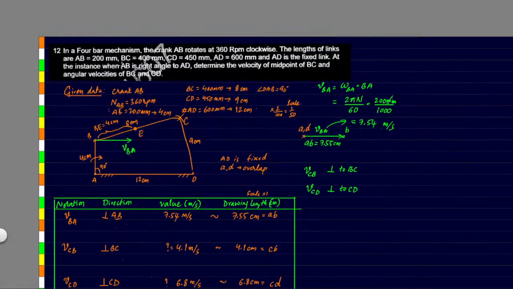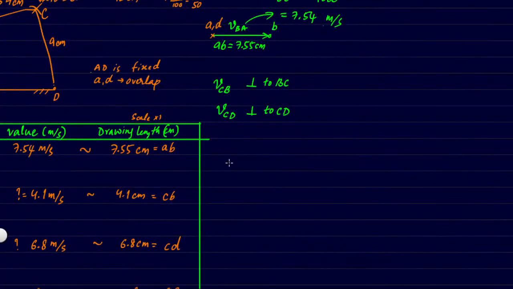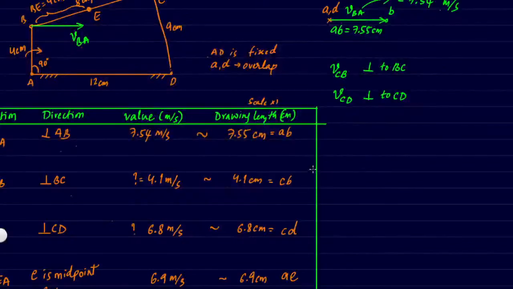Okay, we were just able to find the velocity of the midpoint VBC. Next, he is asking the angular velocities of BC and CD. Angular velocity is written as omega of BC, and he's also asking the angular velocity of CD.